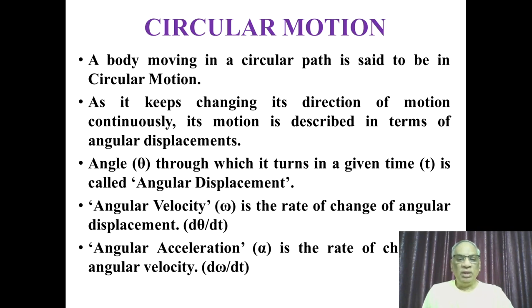So, the angle theta through which it turns in a given time is called angular displacement, and the rate of change of angular displacement is the angular velocity omega. So omega is equal to d theta by dt. d theta is the change in angular displacement over time interval dt. Similarly, angular acceleration we can define as the rate of change of angular velocity, that is, alpha is equal to d omega by dt.